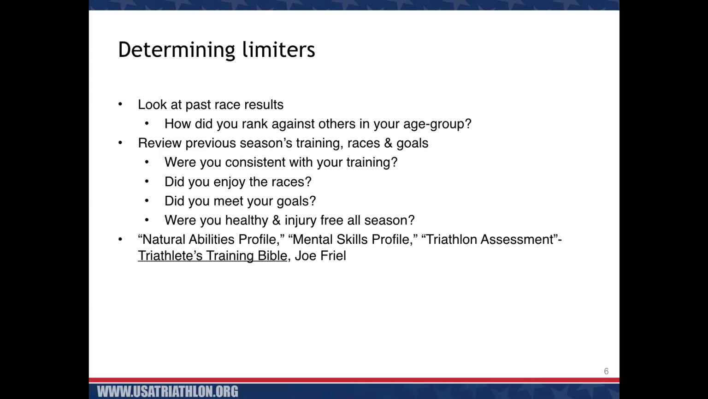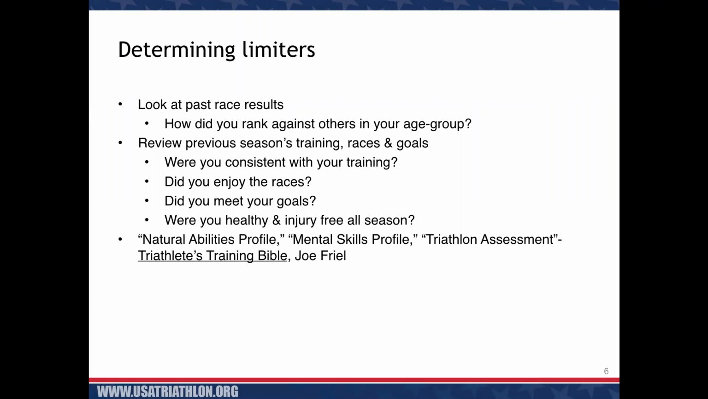Review your previous season's training, racing, and goals. Ask yourself a lot of questions. Were you consistent with your training? Did you miss a lot of workouts? Did your coach give you hill workouts to do, and because you don't like those too much, you skip those? So were you skipping workouts? How consistent was your training?